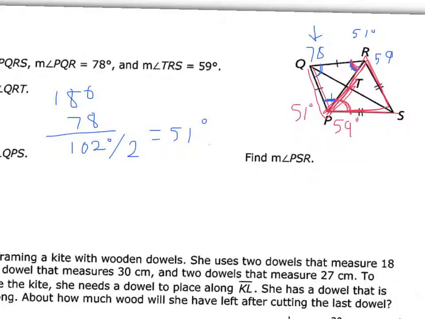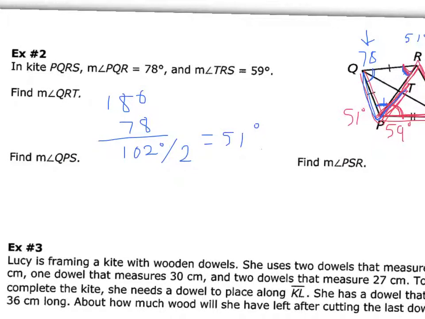And by adding up your two angles, QPT, sorry, this picture's kind of getting messy, and SPT, you can add 51 plus 59, and that will give you 110 degrees.